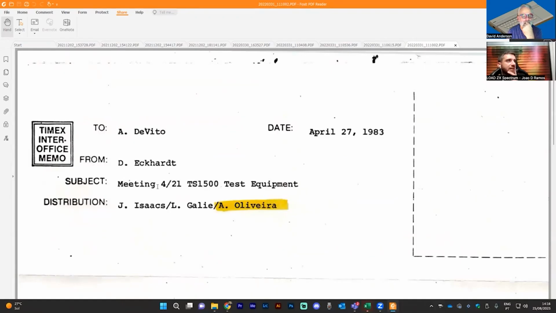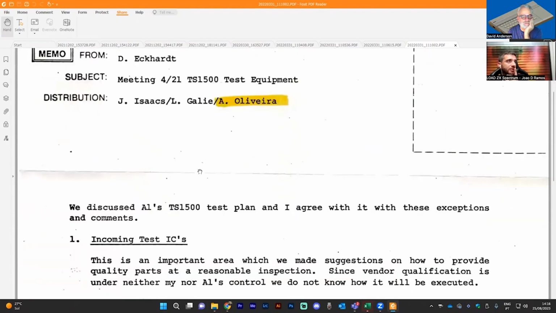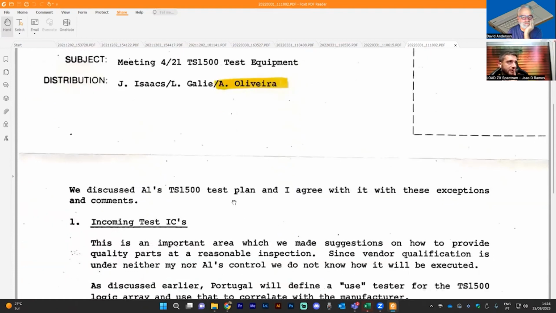De Vito, Eckhart, Lugaili, Isaacs, Oliveira, end of April. Meeting on 21st. Test equipment for the TS. The test plan, and agree with it with these exceptions.